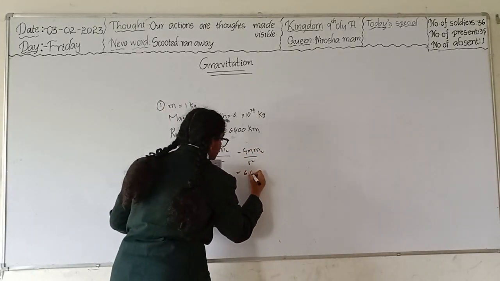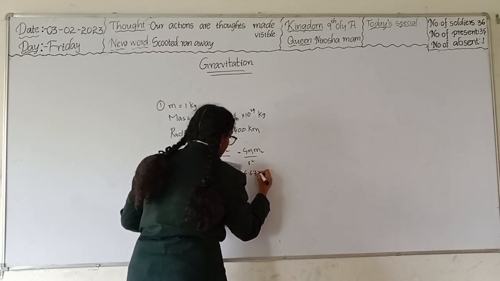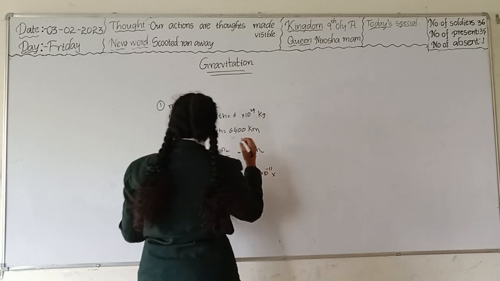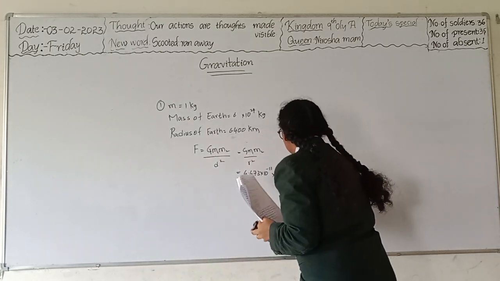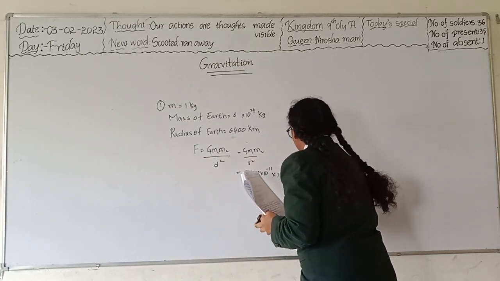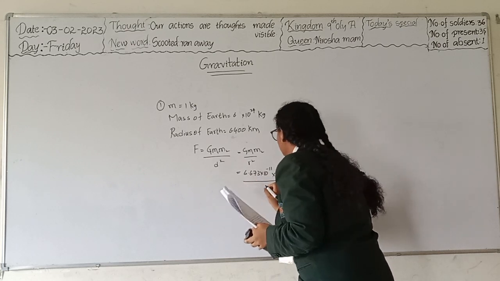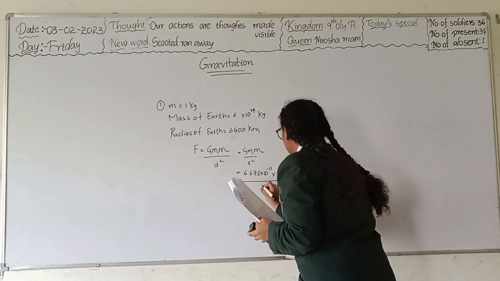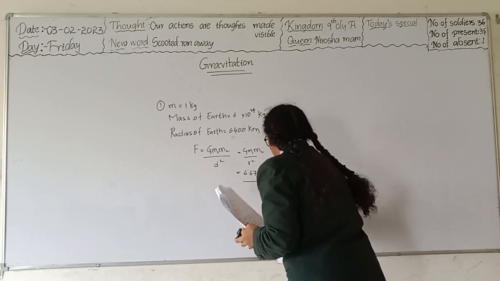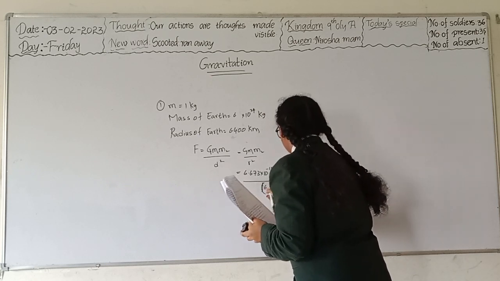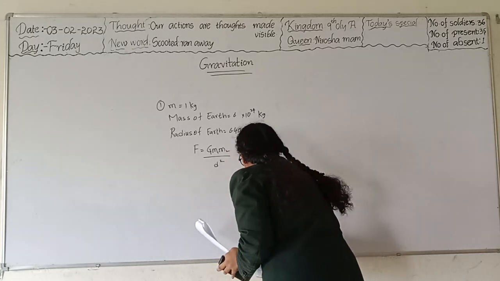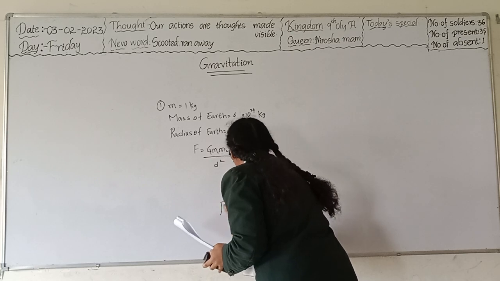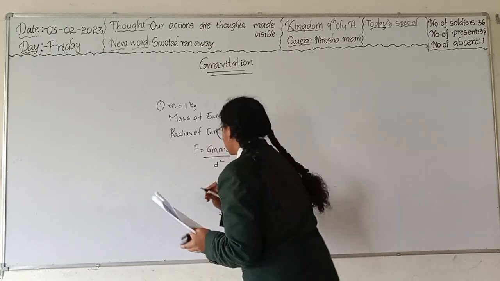So G is 6.673 into 10 to the power of minus 11, into 1 into 6 into 10 to the power of 24, by 6.4 into 10 to the power of 6 whole square. When we simplify this, we get 9.8 Newton as the gravitational force between the two objects.